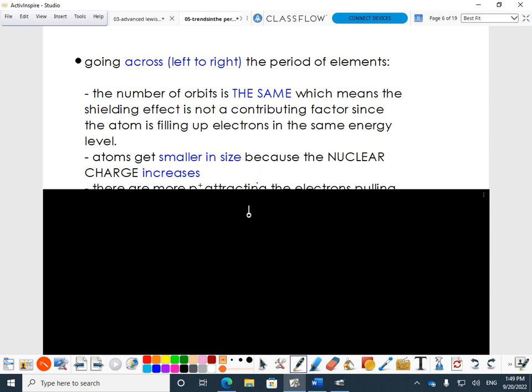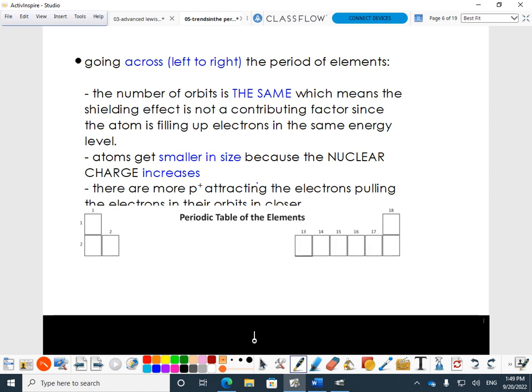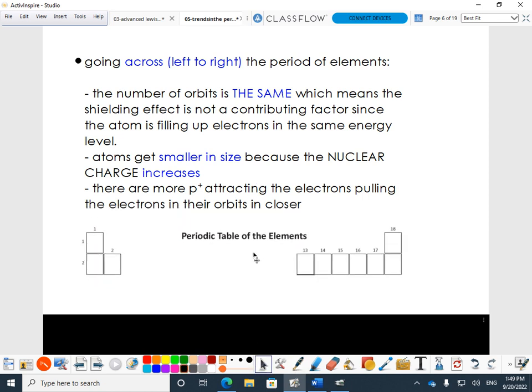If you would like a different way of thinking about that, there are more protons attracting the electrons, pulling the electrons in their orbits closer.